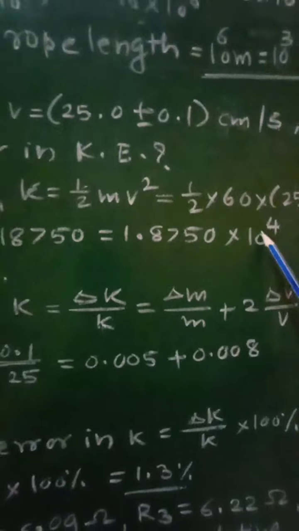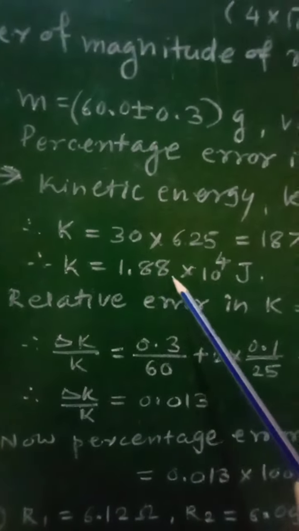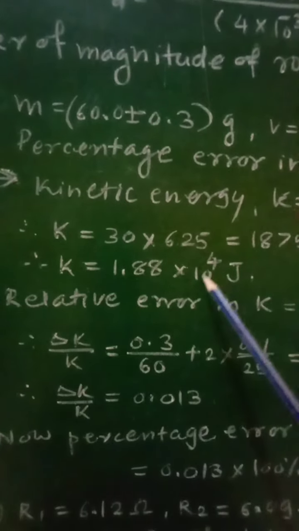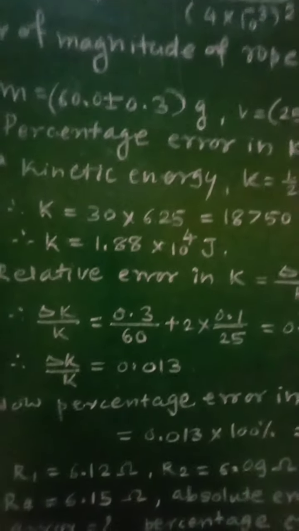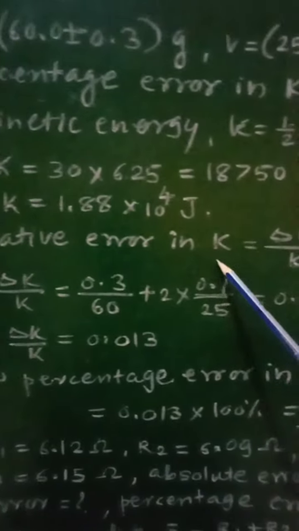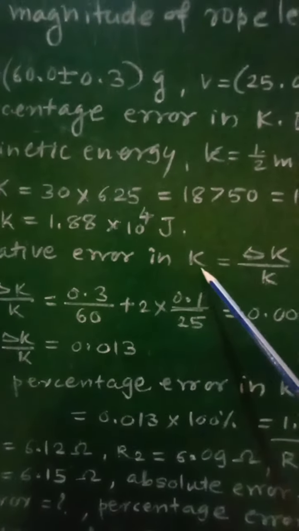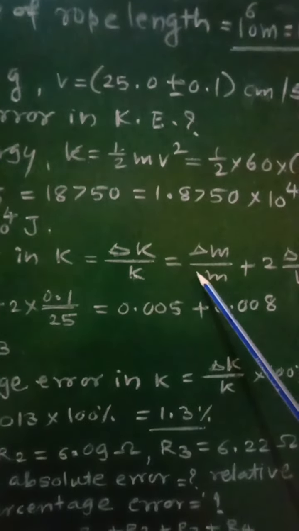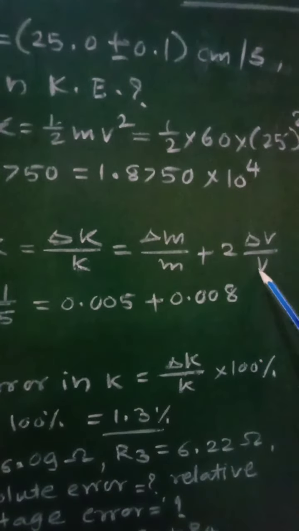1.875 into 10 raised to 4, that is K will be equal to 1.88 into 10 raised to 4 joule. This will be the kinetic energy. And now relative error in the kinetic energy. Relative error in the kinetic energy K is equal to delta K upon K, which will be equal to delta m upon m plus 2 times delta v upon v.